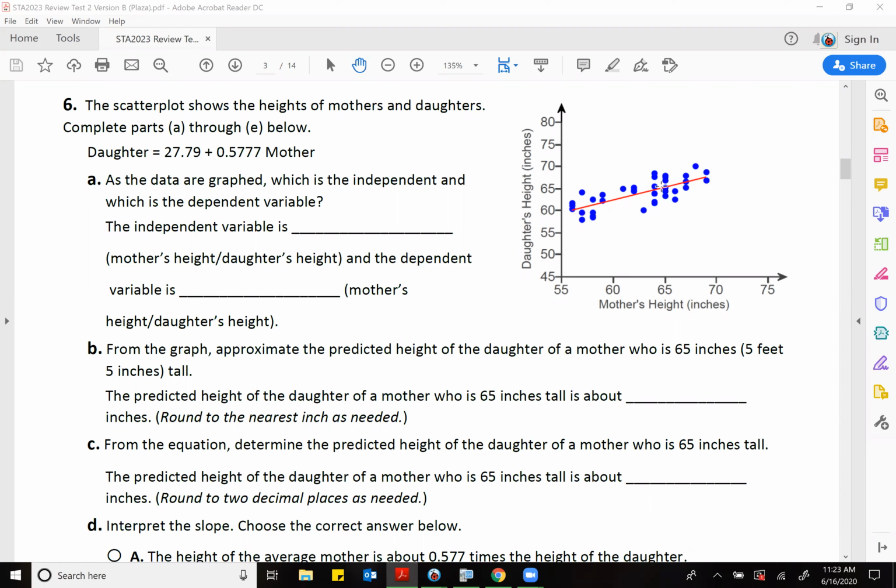And again, this is the tough part because we're kind of guessing from the graph. 65, could be a little bit higher. I can't quite tell. But I definitely say 65. Okay. And it says round to the nearest inch. So that means they just don't want any decimals. So I definitely go with 65. Part C is for us to kind of verify that. So part C, they just want us to use the equation.